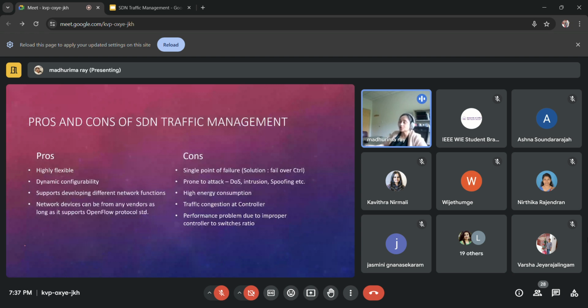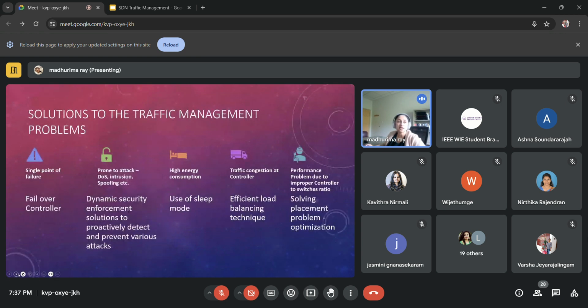Okay, if not, I will move to the next, where we are going to talk about the solutions to this. These are the broad solutions that I have tried to draw here. The first problem is the single point of failure. To battle this, we would use a failover controller, as I have said: if some controller fails, we put that responsibility on another controller, which is a standby there.